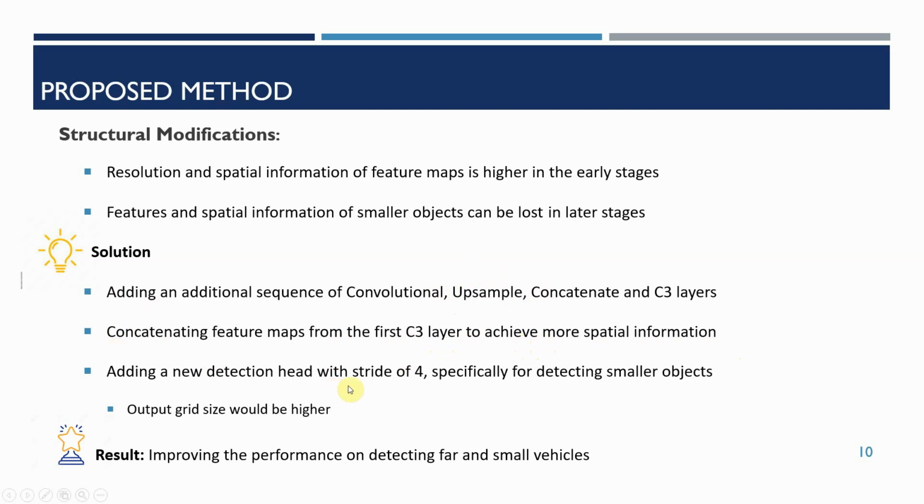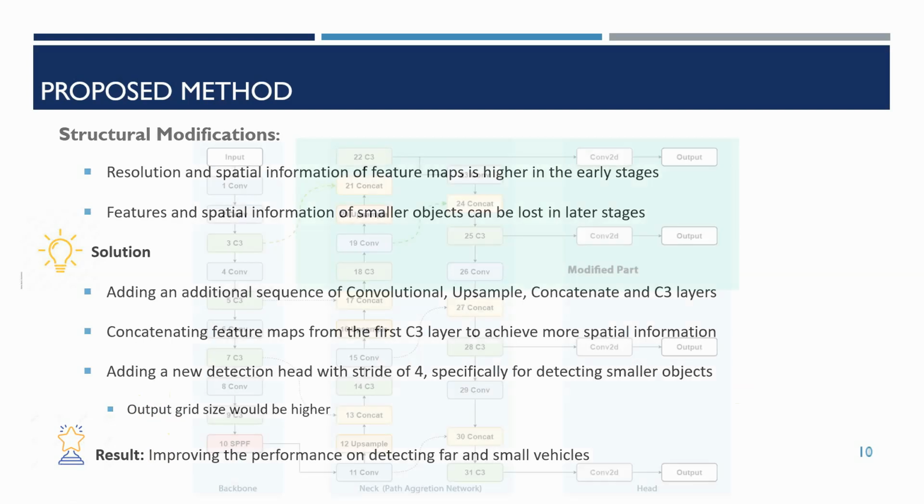Adding a new detection head with a set of 4 and specifically for detecting small objects was our other solution, which could lead to higher output grid size. So as a result, these solutions could improve the performance on detecting far and small vehicles.